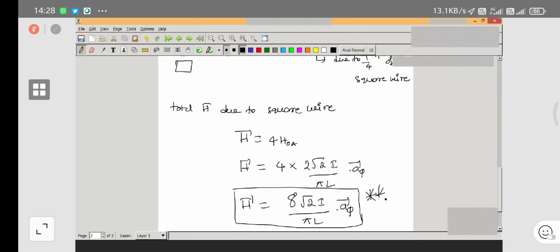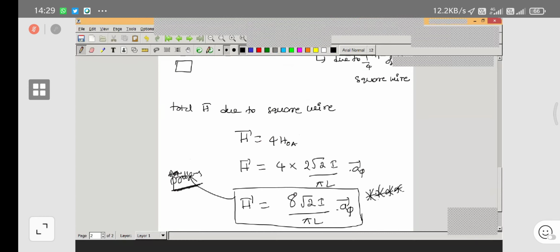This is the magnetic field intensity due to a square current carrying wire. Just keep it in mind, as they will ask problems on it also. We will be using this formula in problems. This formula is very important. I think it is understood. Magnetic field intensity due to square current carrying wire.